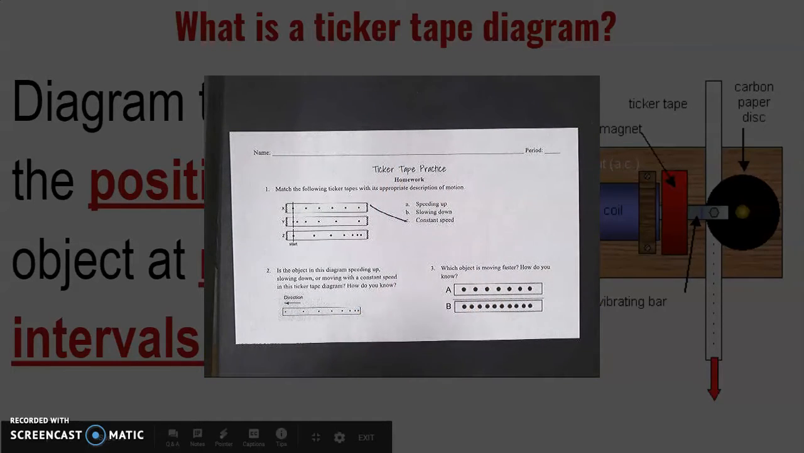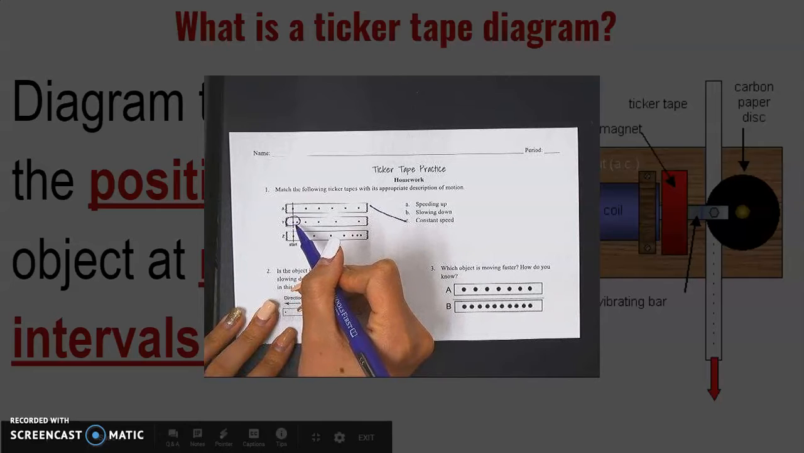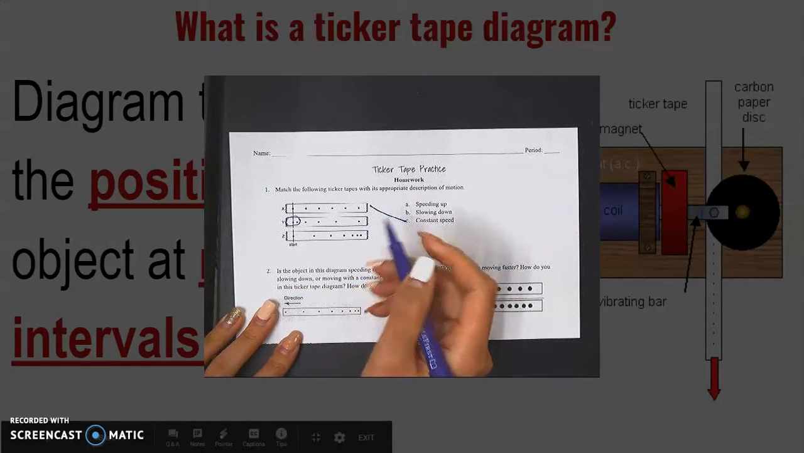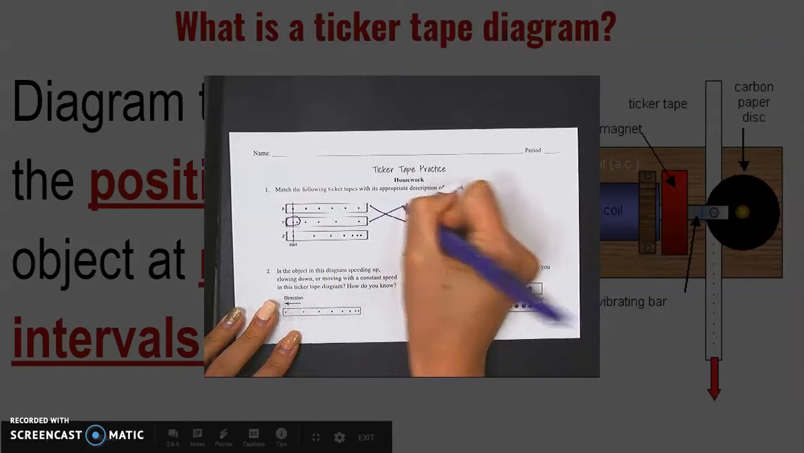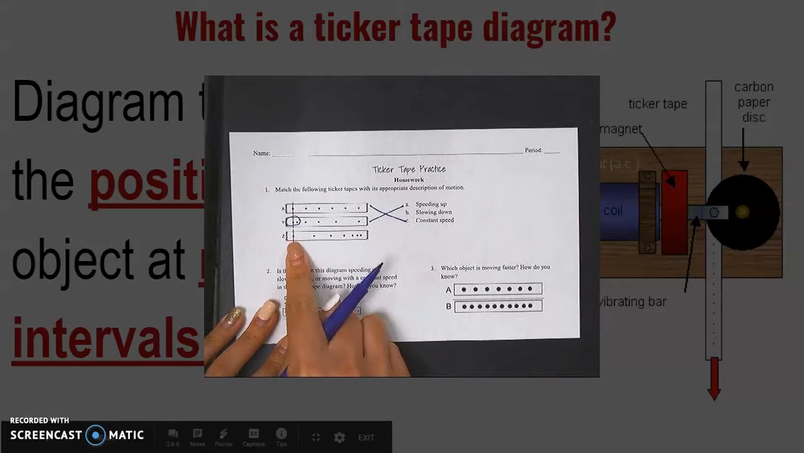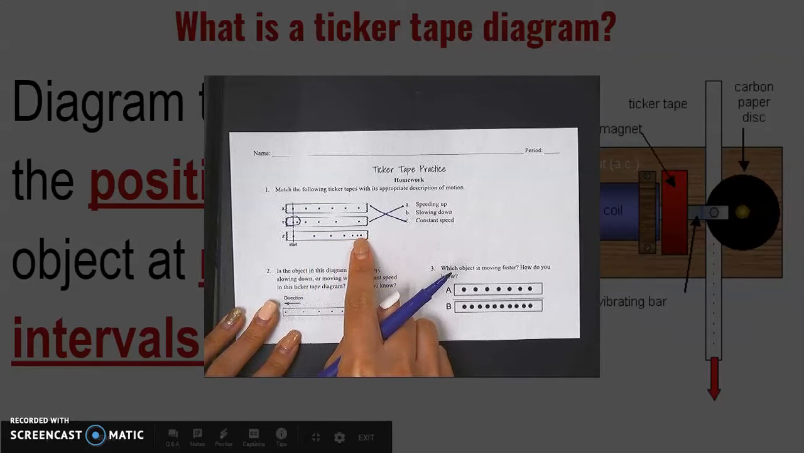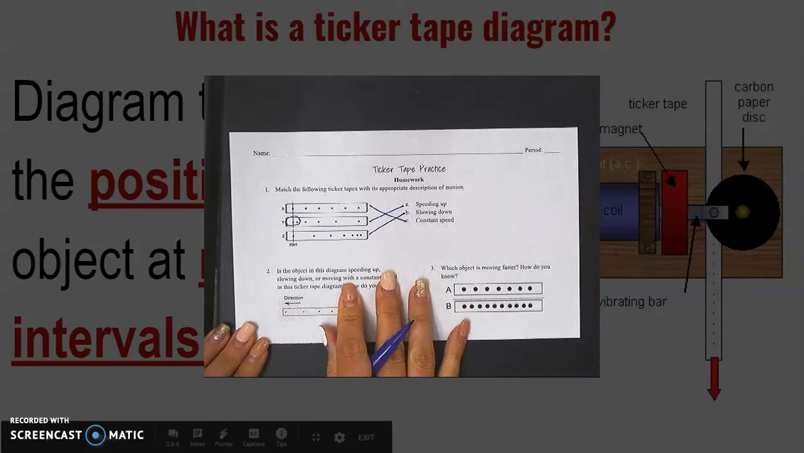In Y, again moving from left to right, we see that the dots start off closer together, which means it's moving rather slowly. It's not covering much distance in that given time interval. And the dots are getting further and further apart, which means they're covering more distance for that given time interval. Therefore, that object is speeding up. Z is the opposite. We're covering more distance in the beginning, which means we're moving pretty fast. And then we're getting closer and closer together, meaning we're covering less distance per time interval. So this object is slowing down. All right, so that's number 1.